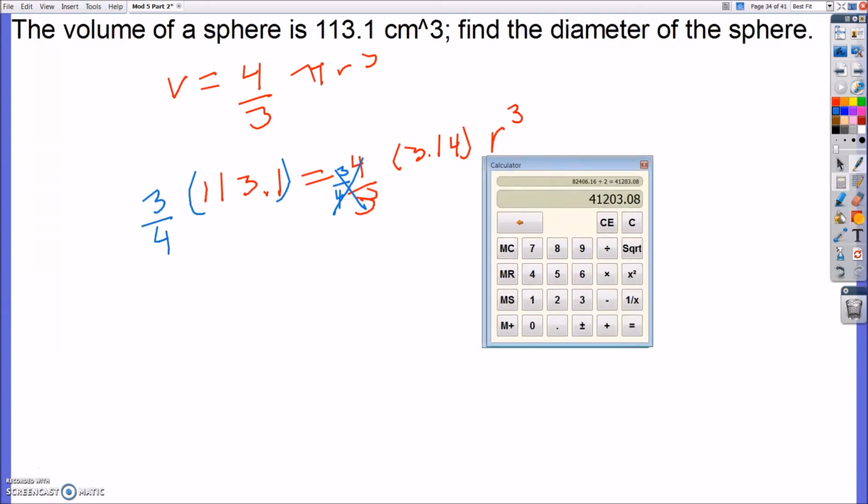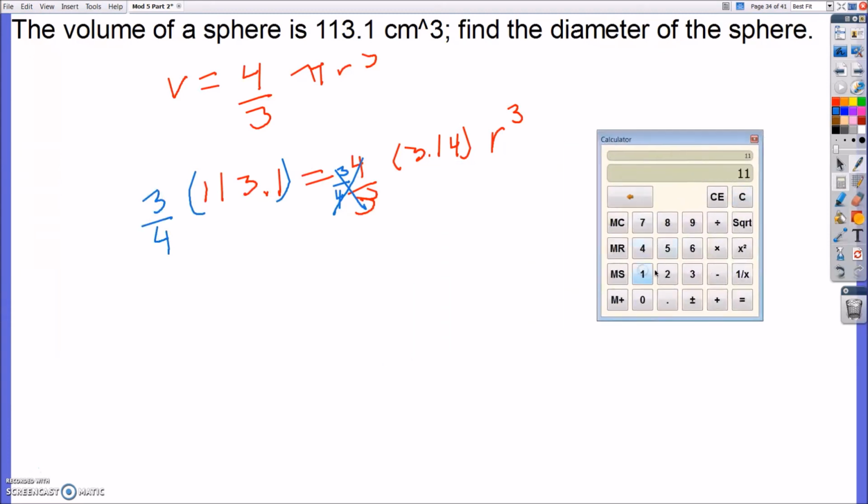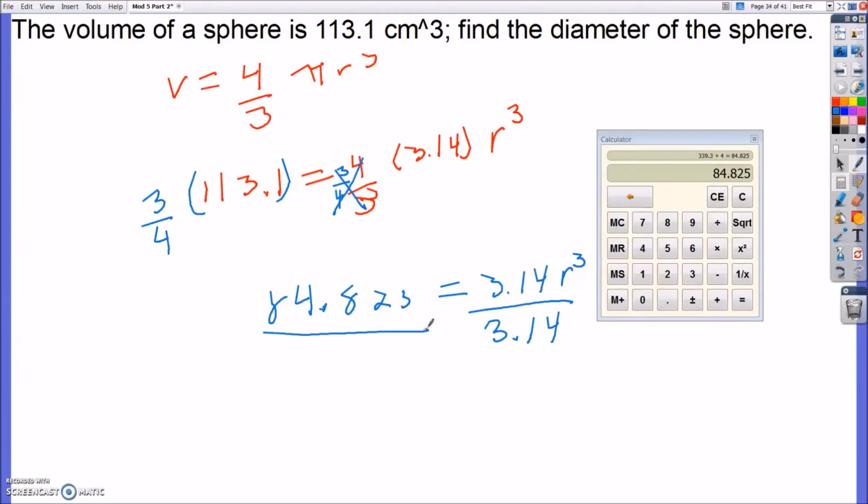So let me bring up my calculator. This would be 113.1 times 3 divided by 4. So I have 84.825 equals 3.14 r to the 3rd power. So what I'm going to do is divide both sides by pi. So if I divide both sides by 3.14, I'm going to get 27. And if we round this to the nearest tenth, it's just 27.0 equals r to the 3rd power.